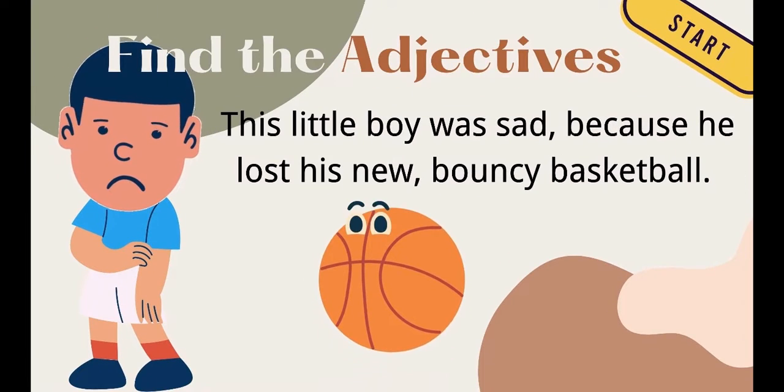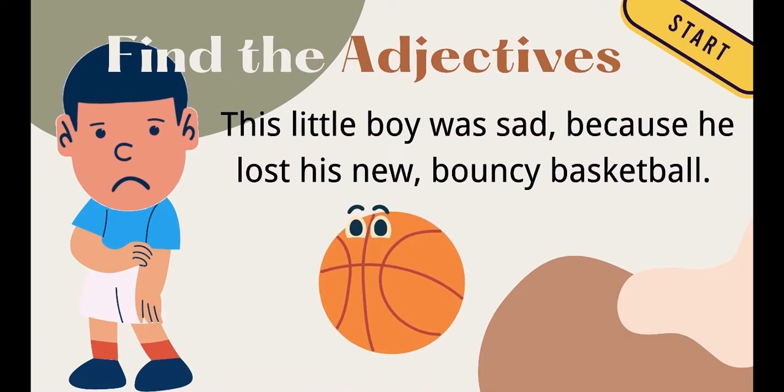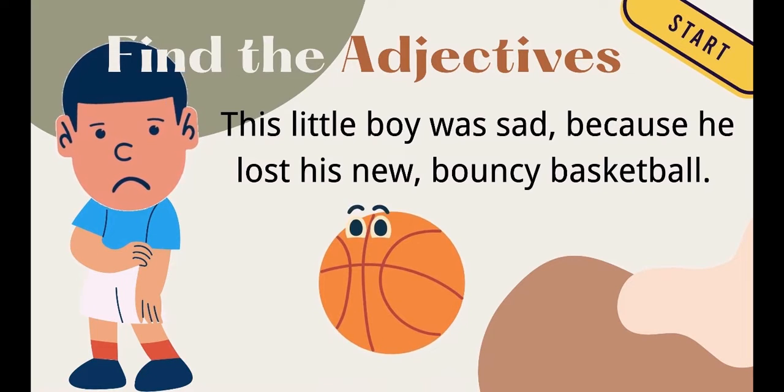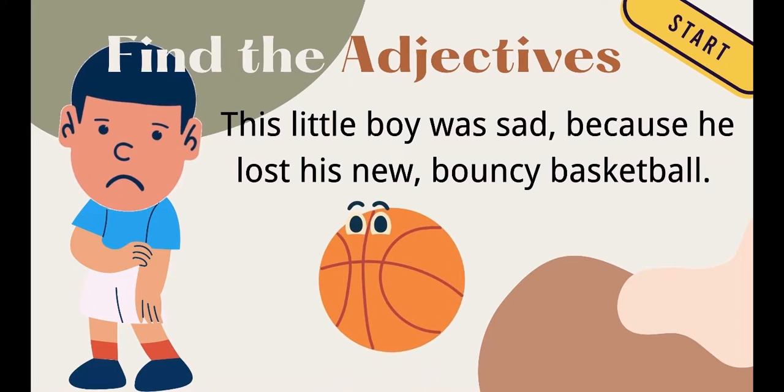Now, can you find the adjectives in the following sentence? The little boy was sad because he lost his new bouncy basketball. Here's a hint. There are 4 adjectives in this sentence. Pause here to think, or keep watching to hear the answer.